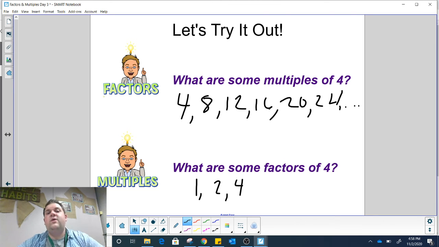So if you were able to come up with multiples of 4 and factors of 4, give yourself a high five. If you were not able to, give yourself a high five anyways, because now you've learned something and you know more. Awesome job with our mini lesson today. And tomorrow when we come back, we're going to continue talking about multiples and factors during mini lesson.